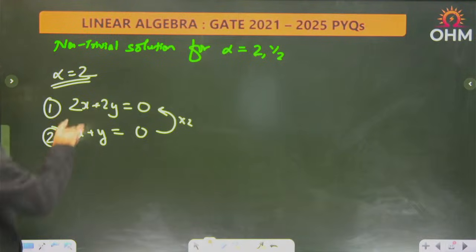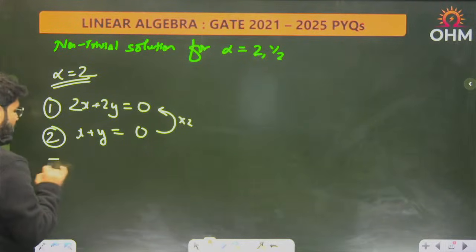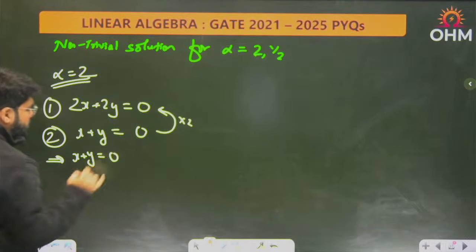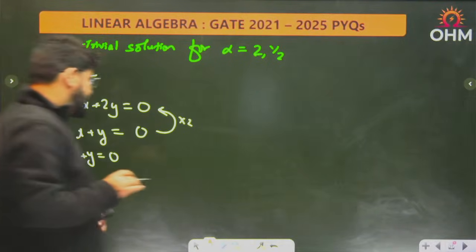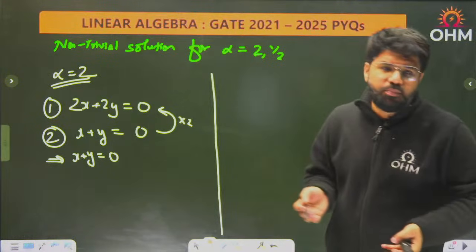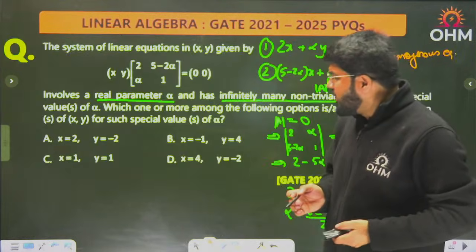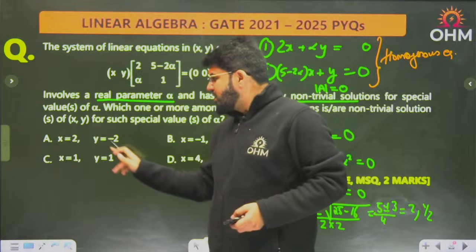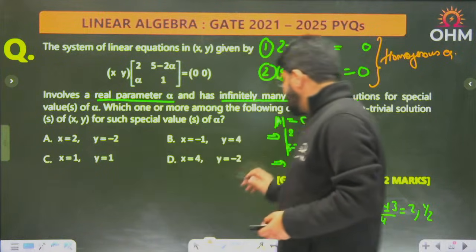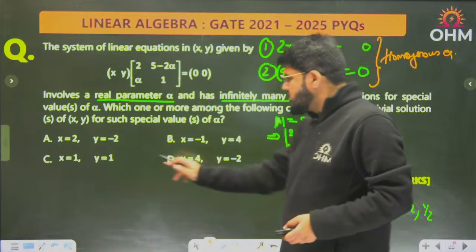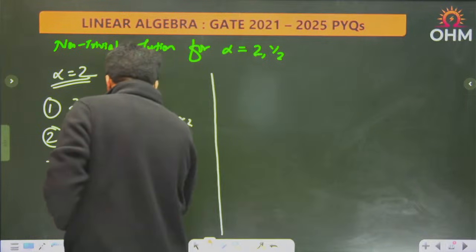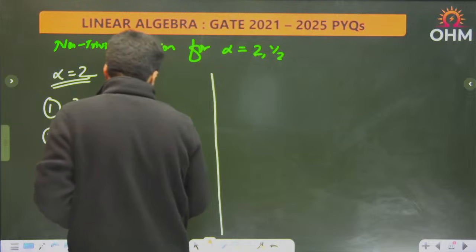That means you have only one equation. What is the moral from this? Only one equation, x plus y equal to 0. So what are the values of x so that x plus y equals 0? There can be many possibilities, so that x plus y is 0. So option A is correct. This will be a solution for alpha equal to 2, minus 2 plus 2, but not this, not this, not this. Option A will satisfy for the first condition.